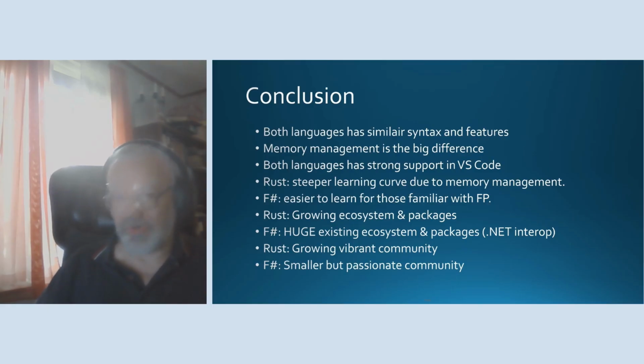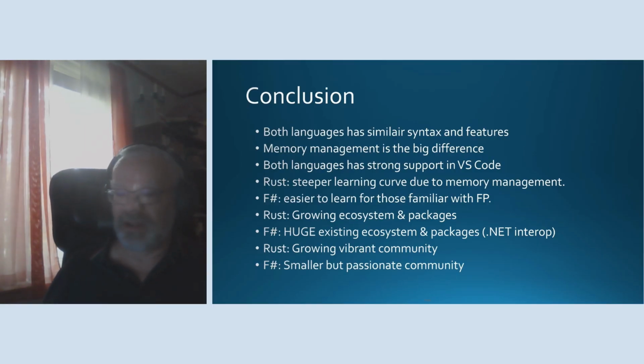Rust has a growing ecosystem and packages. Rust is becoming more and more popular now. F# has a huge existing ecosystem. I mean, .NET has been around for 23 years now. There are packages for everything. So it's a huge ecosystem. Rust has a growing, vibrant community. F# community is smaller, I would say, but very passionate.